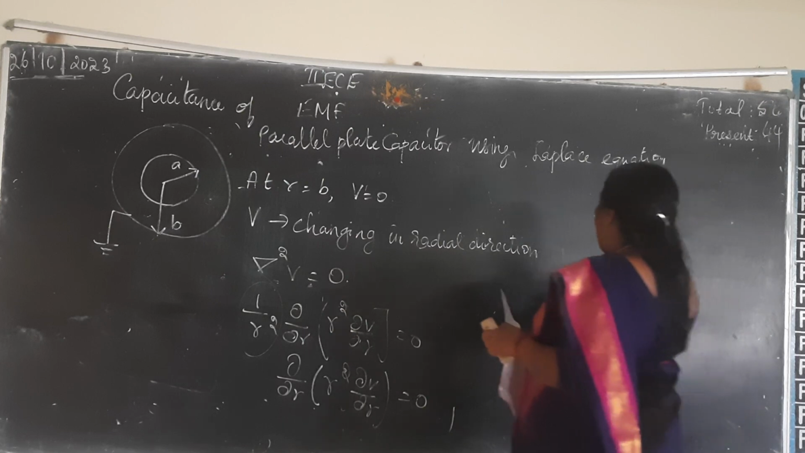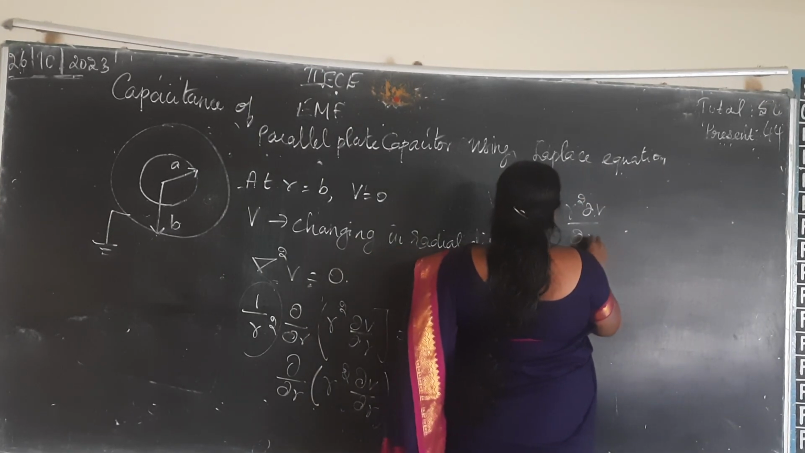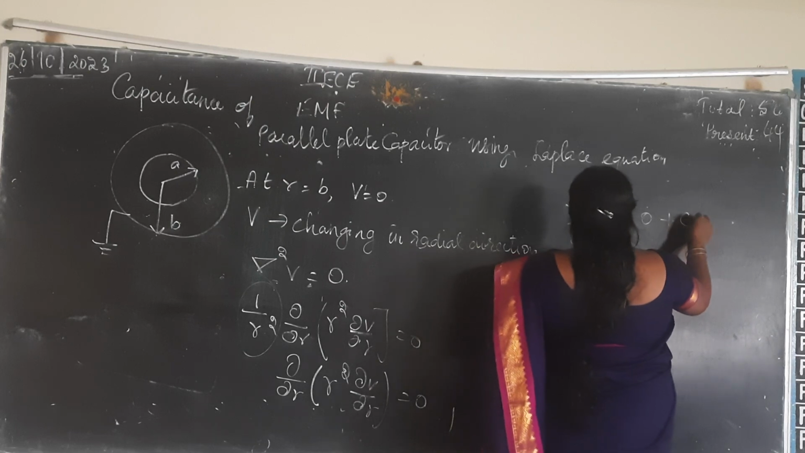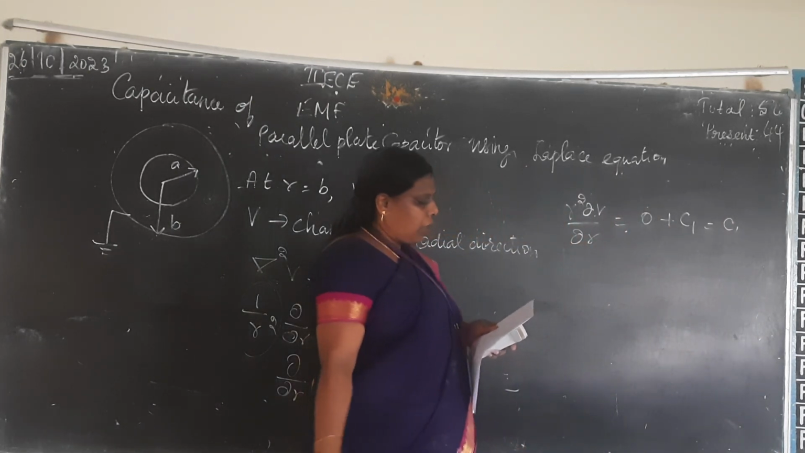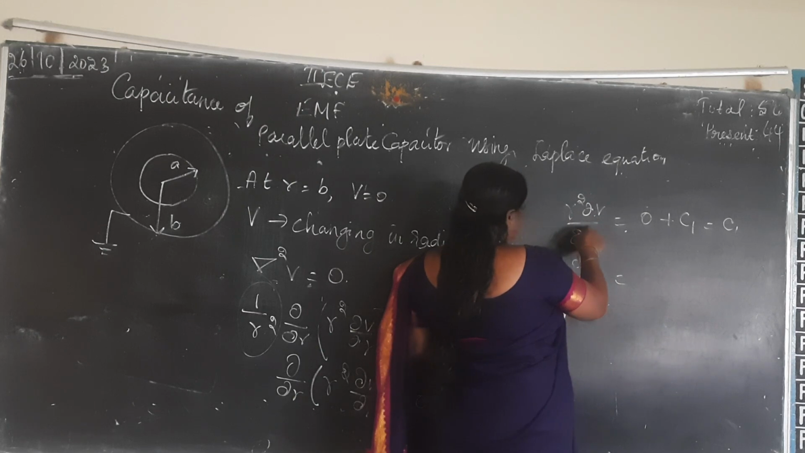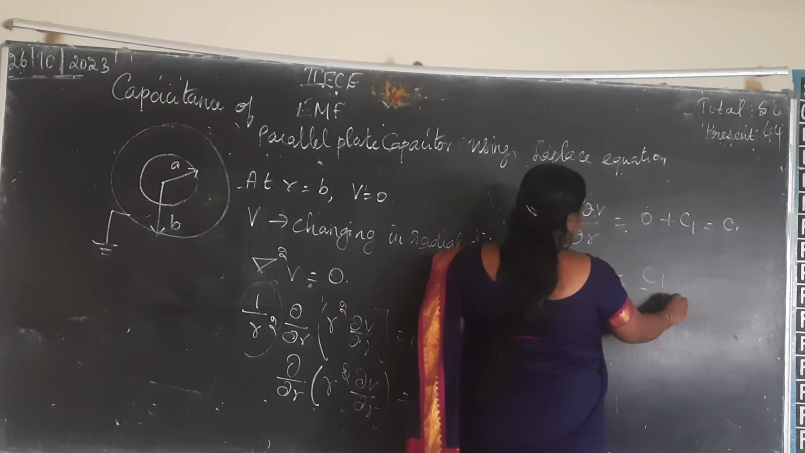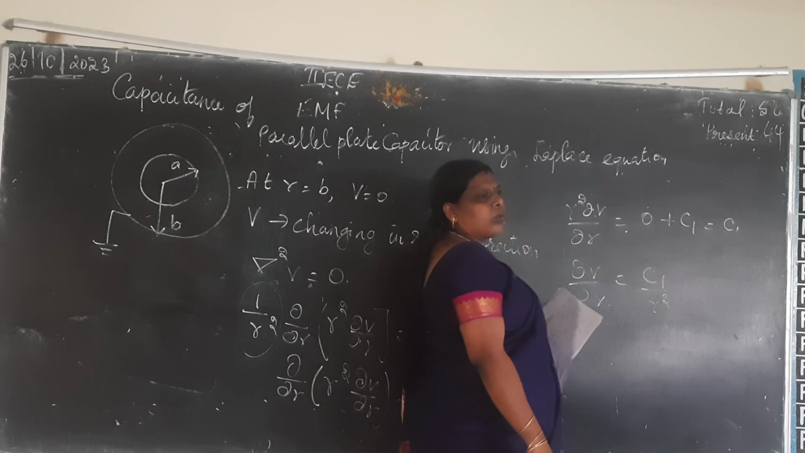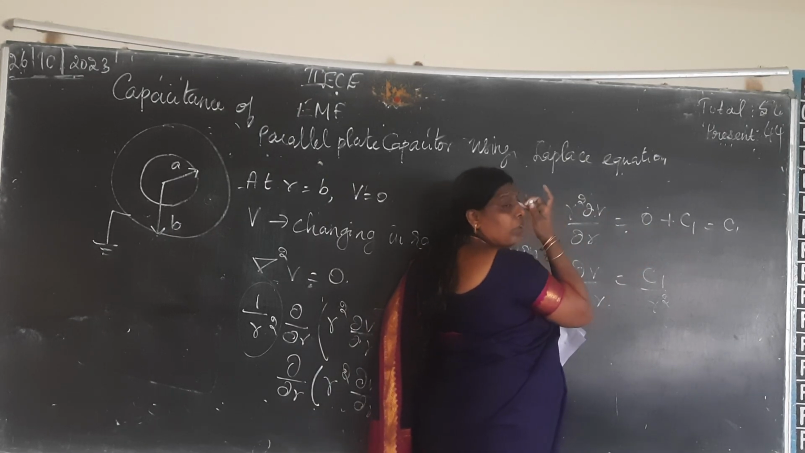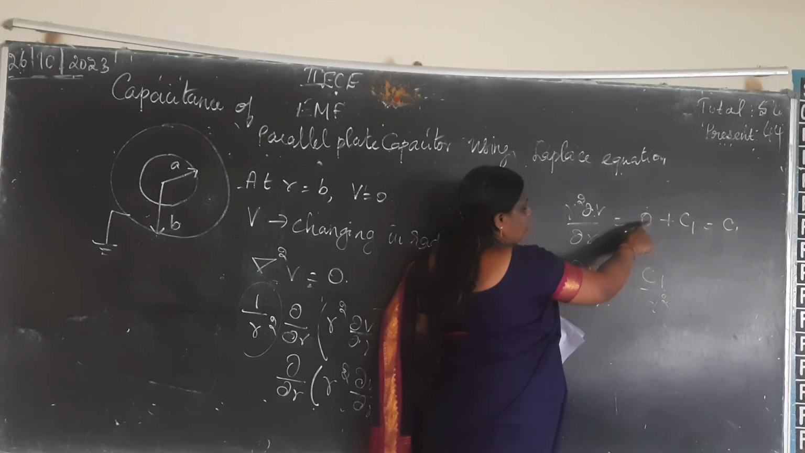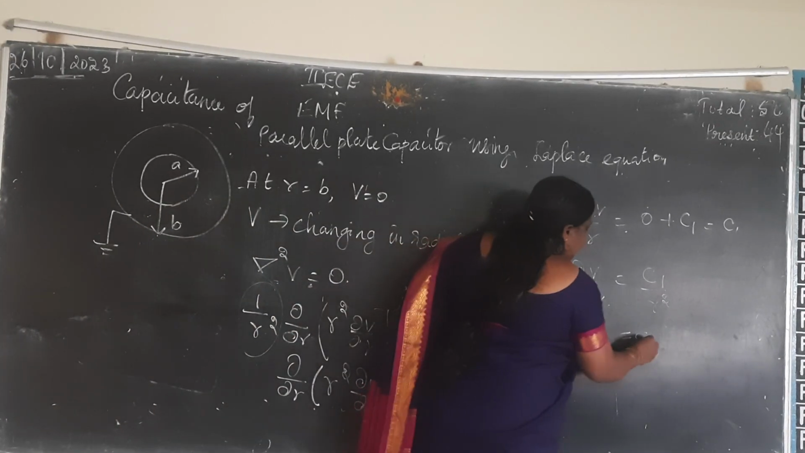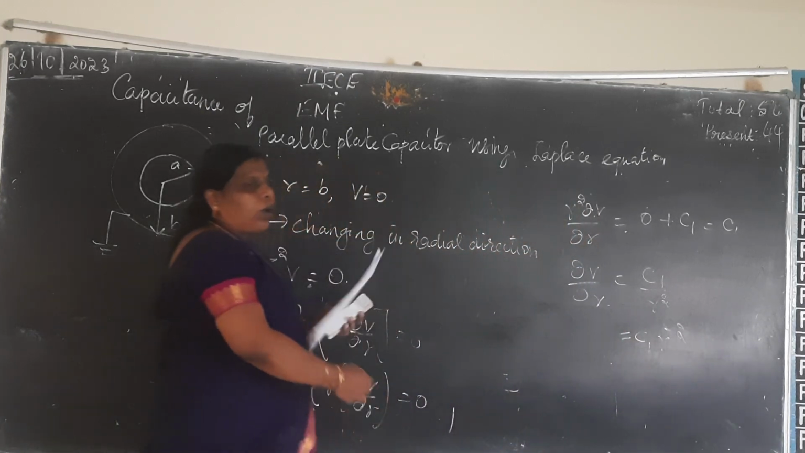So r square dou V by dou r is equal to 0 plus the constant c1, that is equal to c1. So from that, dou V by dou r is equal to c1 by r square. Now please follow. r square into dou V by dou r is equal to 0 plus c1, so we have the term dou V by dou r equal to c1 divided by r square, that is c1 r to the power of minus 2. Please take it faster.